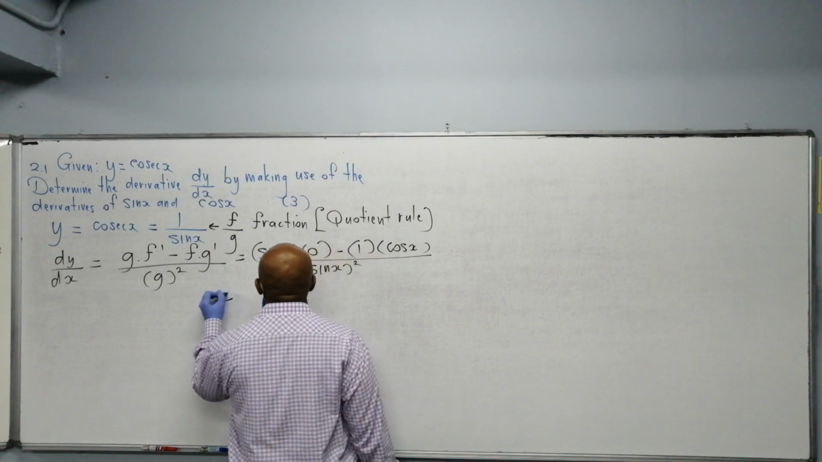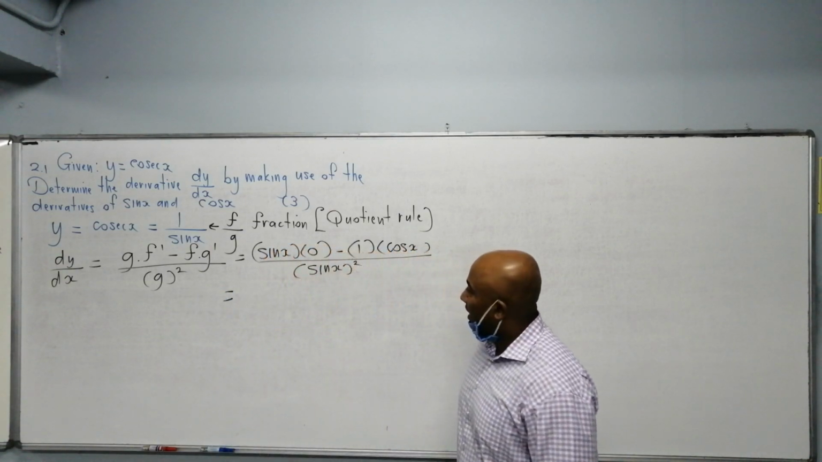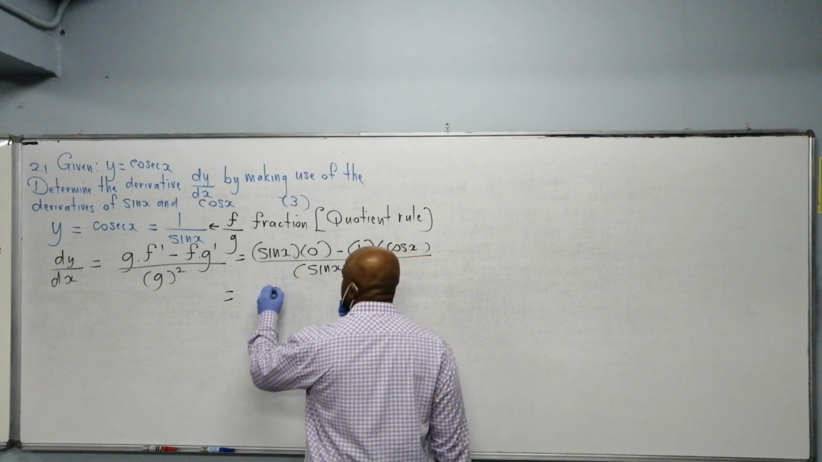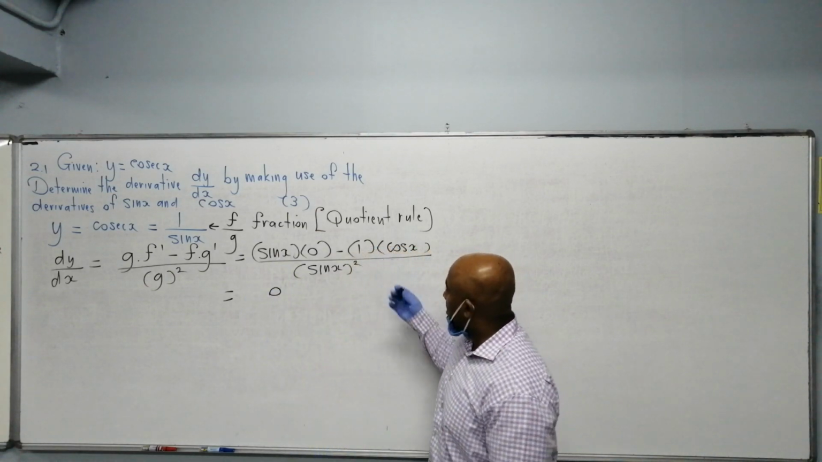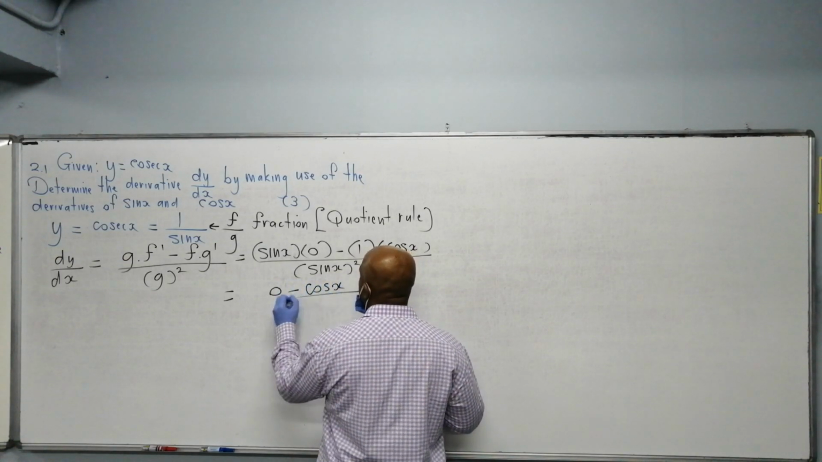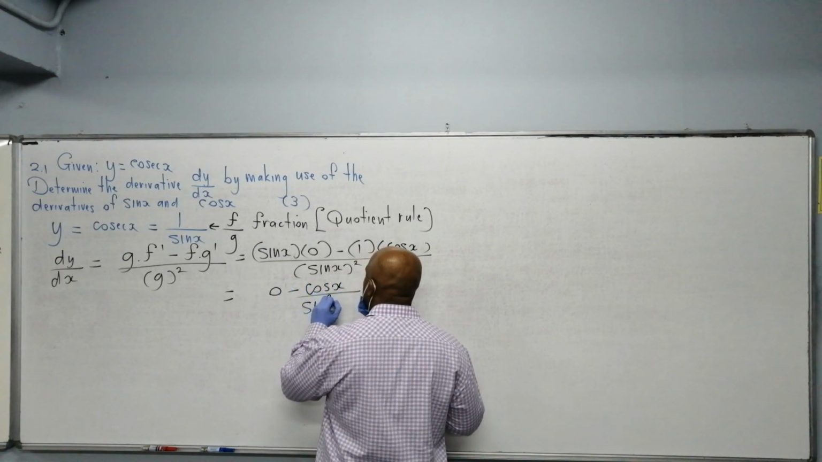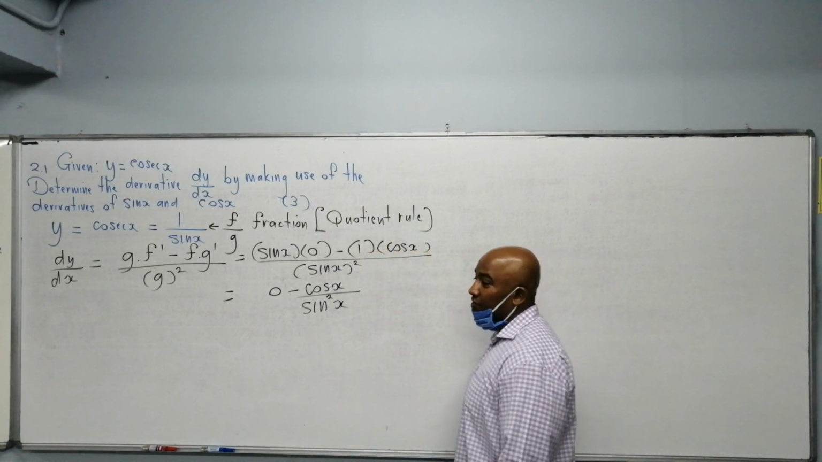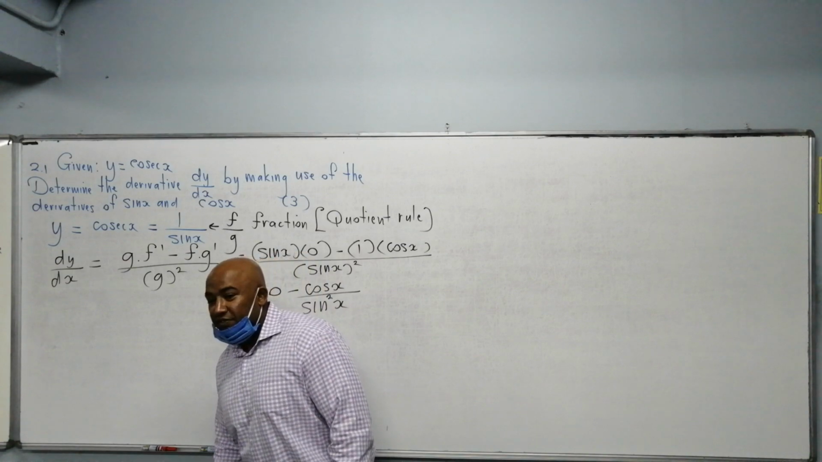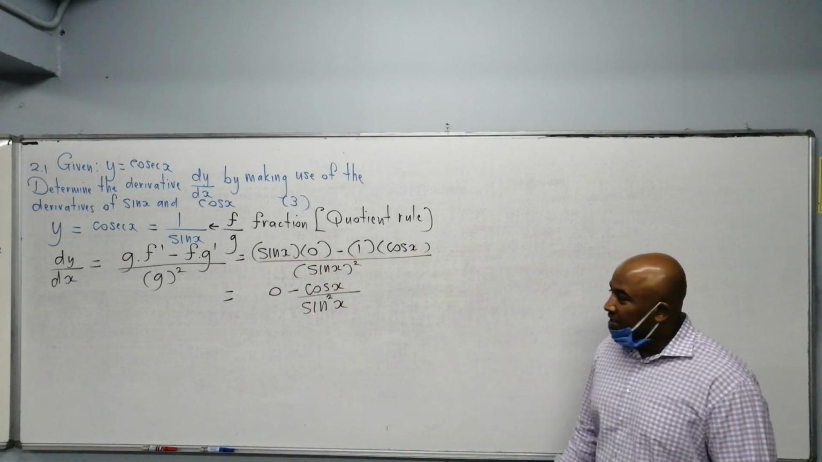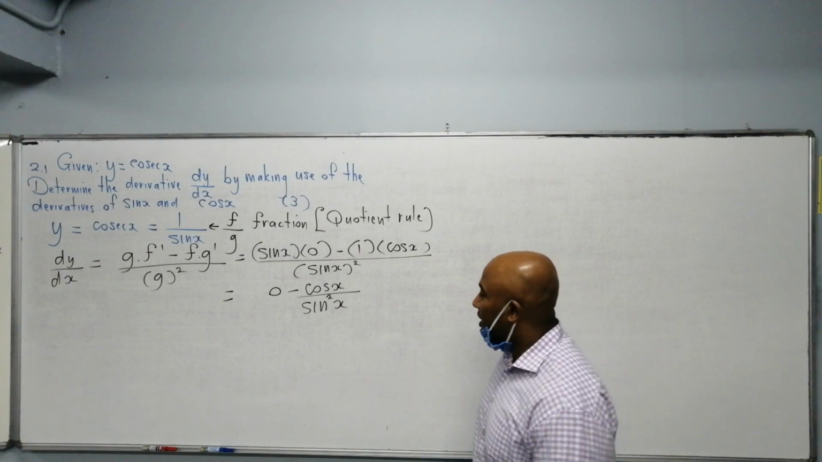Right, so now let's simplify. So here 0 times sine x will be 0, and then we just have minus cos x all divided by sine squared. Now, we know the derivative of cosec is negative cosec times cot. If you check your table of derivatives, let's see how we're going to get it.